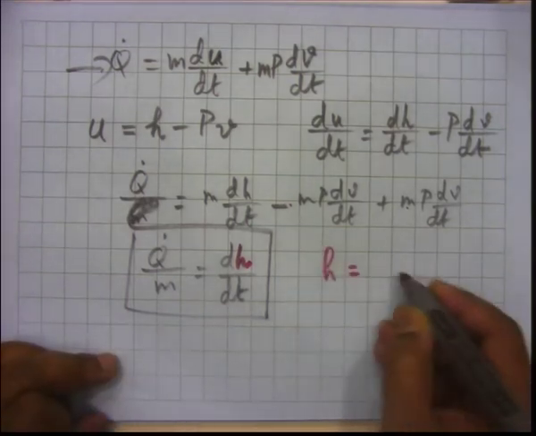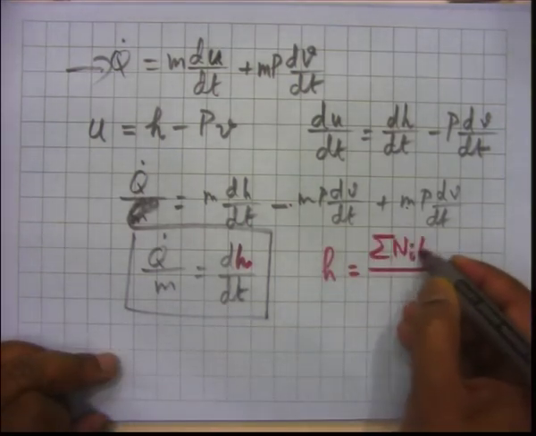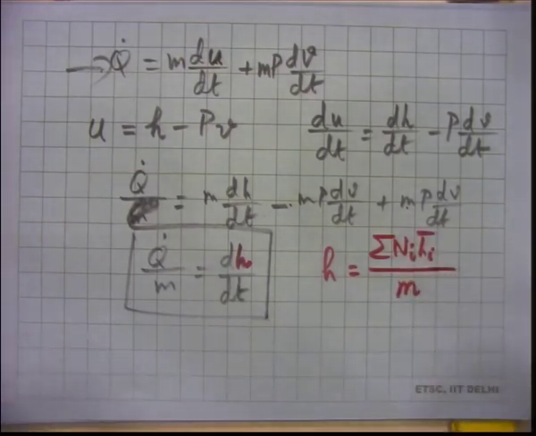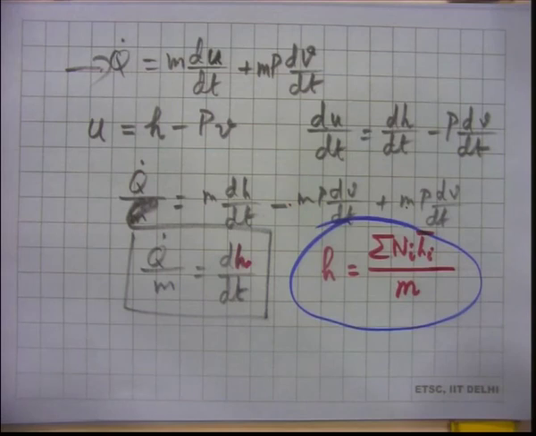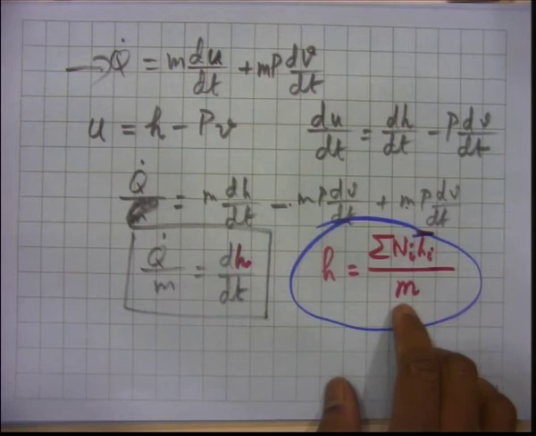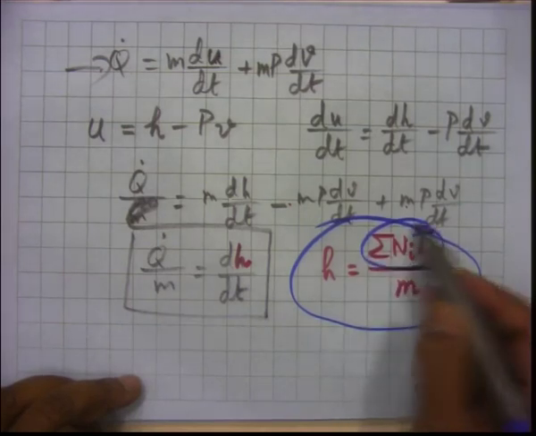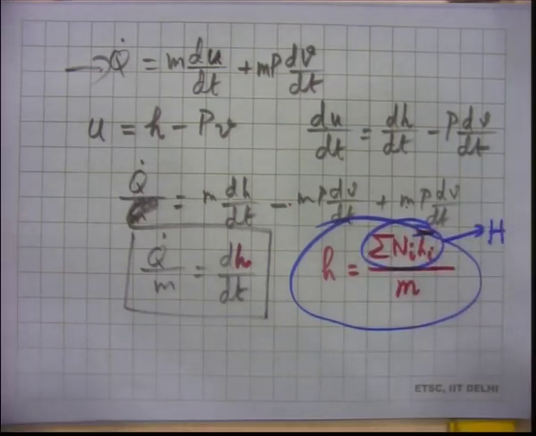So, h is summation N_i h_i bar divided by m. What is N_i? Number of moles of the ith species. Why is it h_i bar? Because it is per mole, it is a molar quantity. So, it is molar enthalpy and this is mass. So, summation N_i h_i bar is in fact capital H, the numerator.